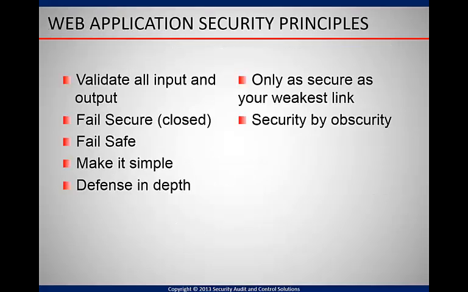When you look at web applications, we need to make sure that we validate all input and output. Fail secure or fail safe, meaning that when it fails over, it does no harm and people don't have access to the data as designed. Make it simple, because complexity is the enemy of security. Defense in depth, meaning we have to look at all the paths. You are only as secure as your weakest link. And the problem with security by obscurity is that if we think people don't know how we've designed it inside, it can leak out. So what can we do about that?